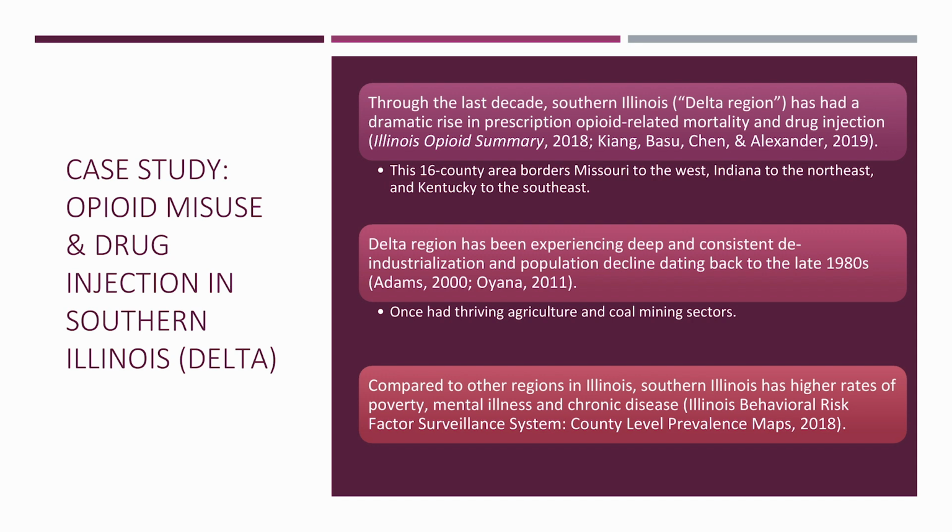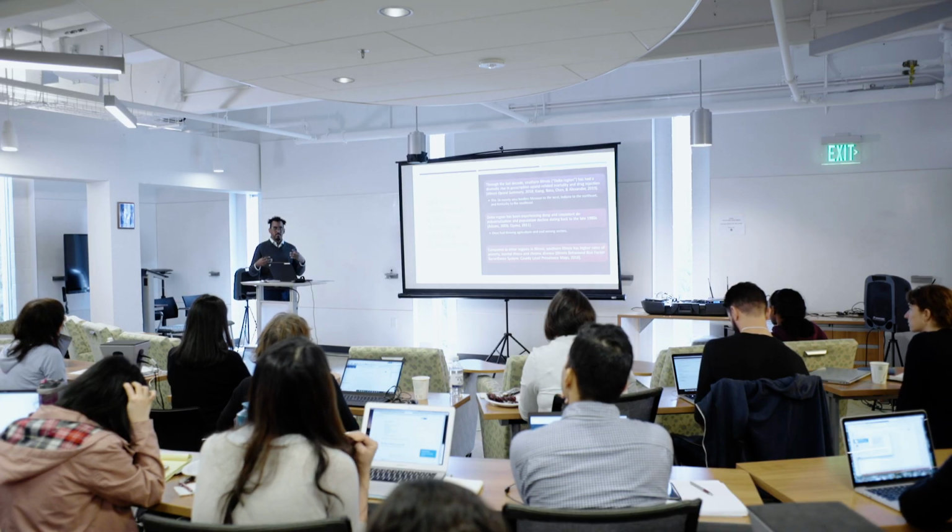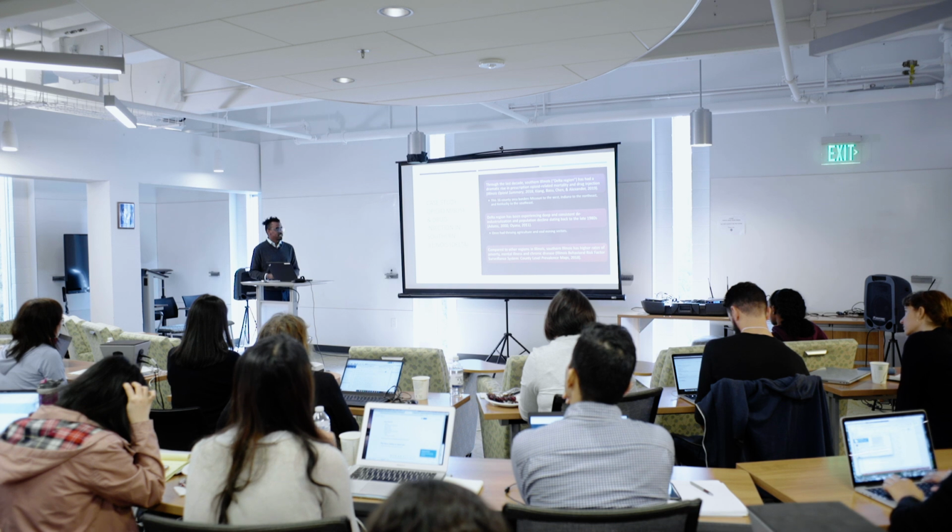So I'm not going to cover all this here, but just to give you a little bit of the landscape of Southern Illinois, which we refer to as the Delta region. Consistent with some of the other facts that I pointed out here, they've had a very dramatic rise in prescription opioid-related mortality, and also a focal point for us has been the increase in drug injection. So it's also very uniquely situated geographically because you have Missouri to the west, Indiana to the northeast, and then Kentucky to the southeast. So in terms of the flow of drugs into these areas and the different laws, when it comes to prescribing medications, it gets very complex in terms of what's allowed and what's not allowed and what can be regulated.